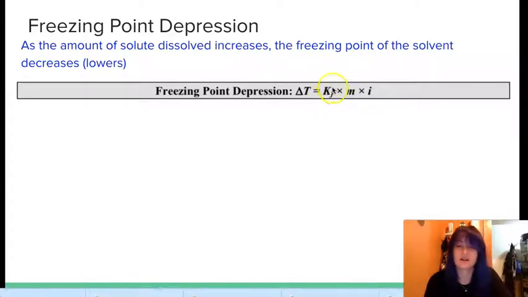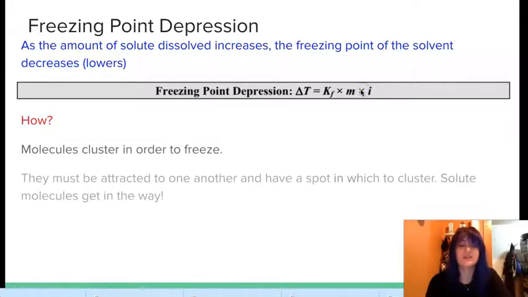Okay, so this is a constant for any material, times m, molality, times i, the Van't Hoff factor. This is not an equation that you need to know for this exam. I just wanted you to see how the change in temperature varies directly with the amount of solute present. Why is this? All right, so let's think about what happens when something freezes.